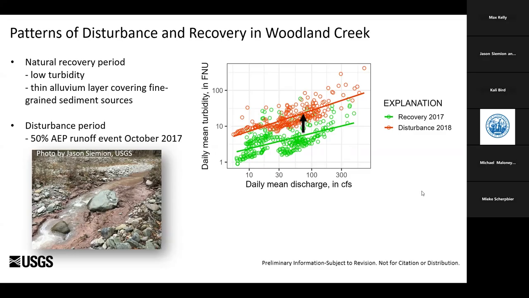Then we had a disturbance on October 30th, I believe, of 2017. Not a very large one, though. This was only a 50% AEP runoff event. So, what we might consider typical bankfull. This stripped the armoring layer off of those clay sources. And you can see that in the photo on the left here from the upper reaches of the main stem of Woodland Creek. So that armoring layer was removed, and the stream is right back to being on top of the clay, which resulted in nearly an order of magnitude increase in turbidity levels.